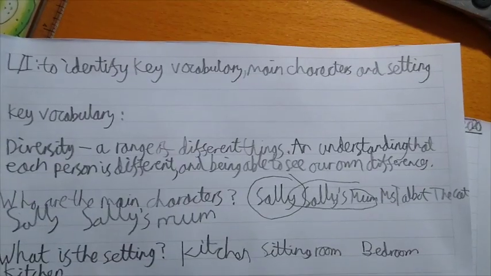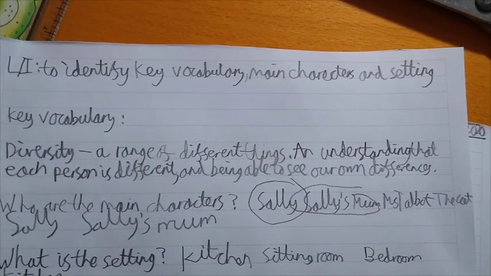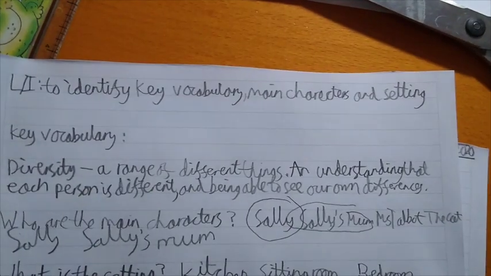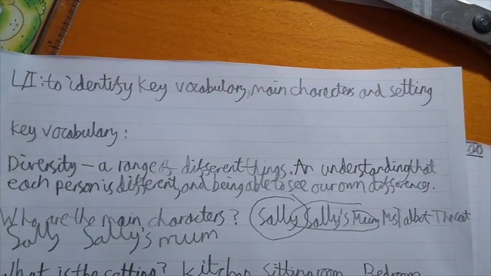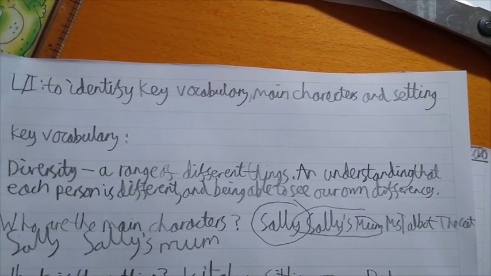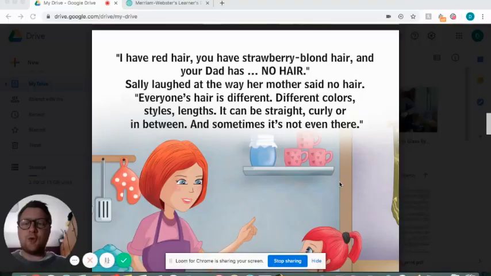As we'll be covering many differences in these next 4 pages that we're going to read, we're going to recap the meaning of diversity, because this book is all about differences encompassed by one word, diversity. So diversity is a range of different things, and understanding that each person is different and being able to see your own differences.